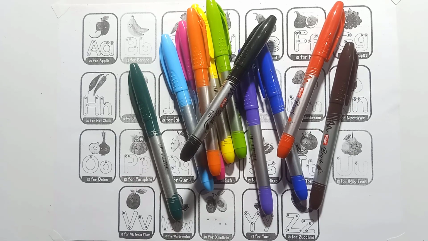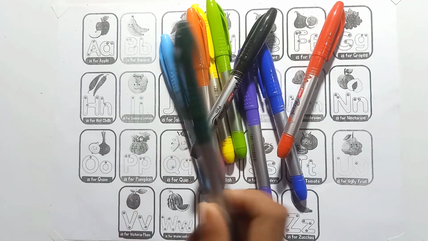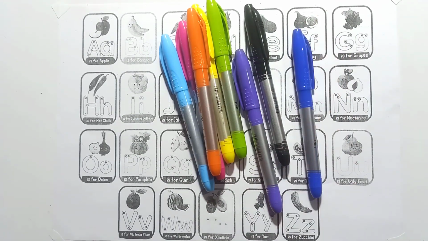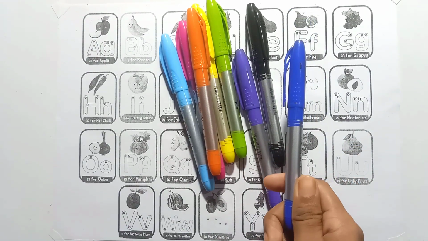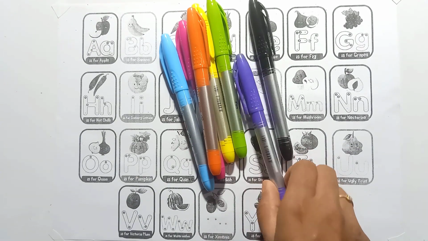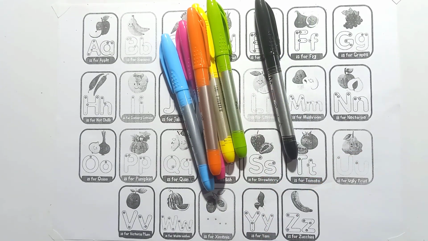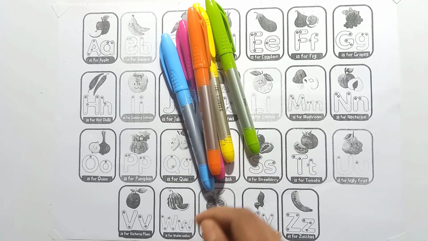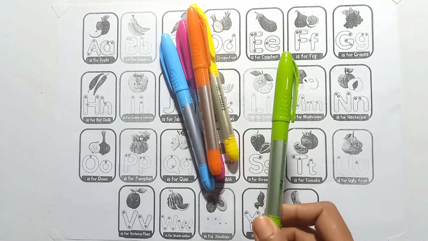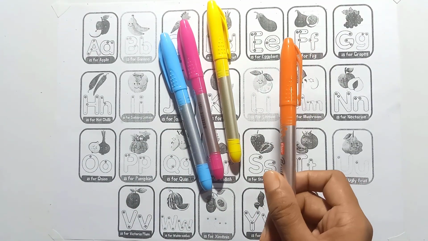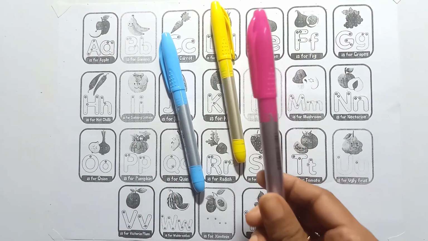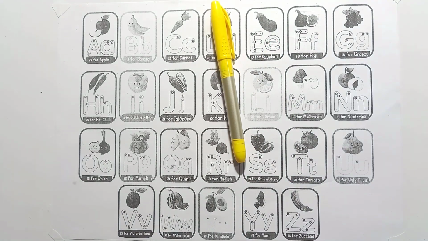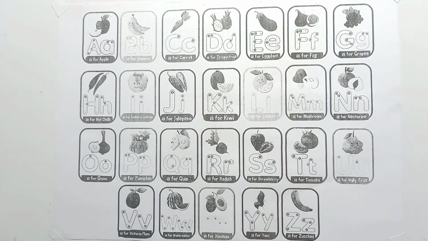Say with me. Colors name: brown, green, red, blue, violet, black, lemon green, orange, pink, sky blue, yellow.